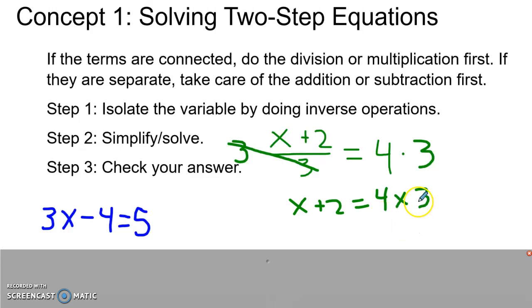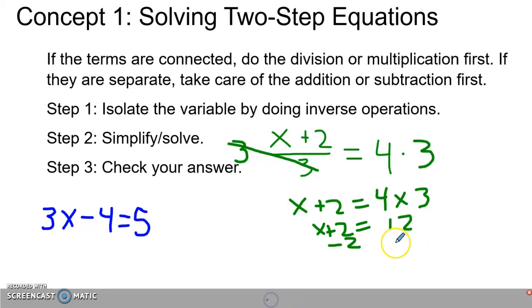And here you have a choice. You can either resolve this first, or you can subtract 2 from this side to isolate the variable. I think that it is easiest to simplify this as an interim step, but you should get the same answer either way. So if we solve this first, we should get x plus 2 equals 12. Subtract 2 from both sides, and end up with x equals 10. Because our terms were connected, we did the multiplication to eliminate our division first.